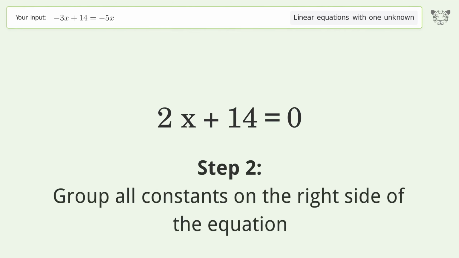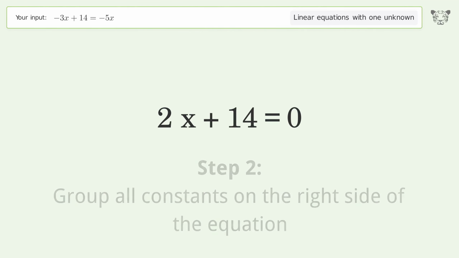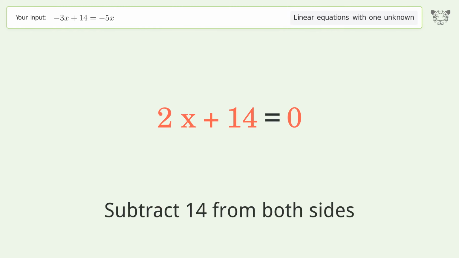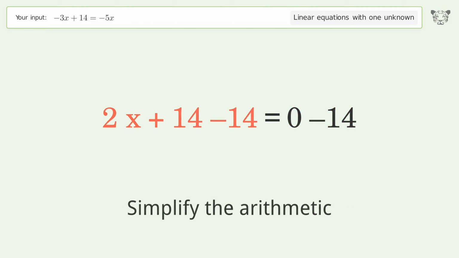Group all constants on the right side of the equation. Subtract 14 from both sides. Simplify the arithmetic.